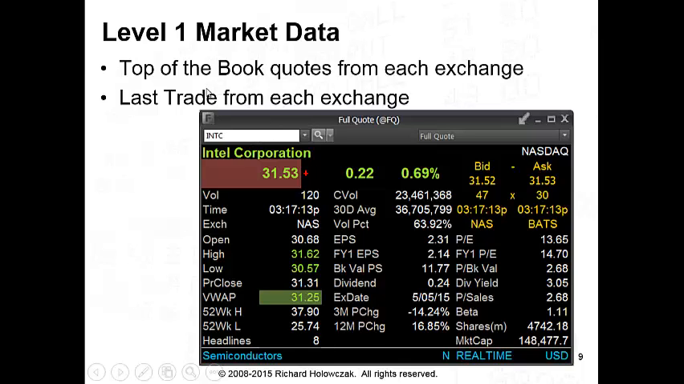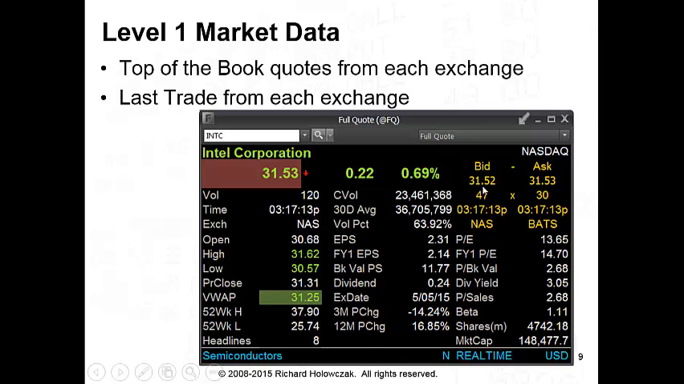Here's some examples of level one market data. We talked about this being the top of the book quotes from each exchange and then the last trade from each exchange. So here's an example of Intel Corporation, and we're looking at the level one quote. We can see here the last trade information when I took this screenshot, $31.53, what time that particular trade happened. And then we can see the level one quote.